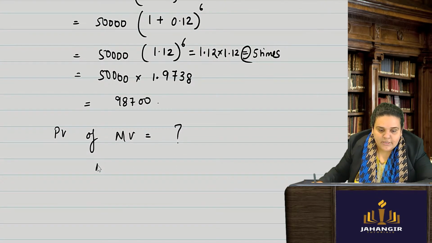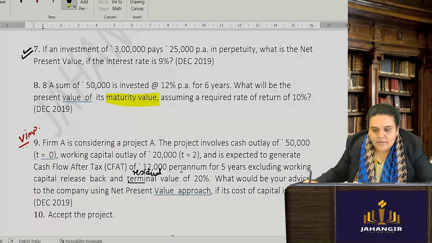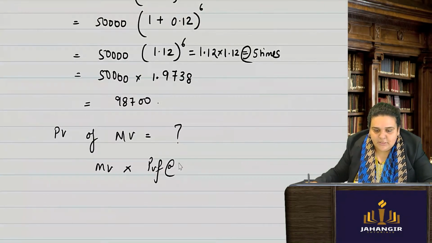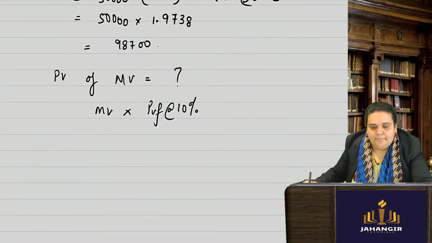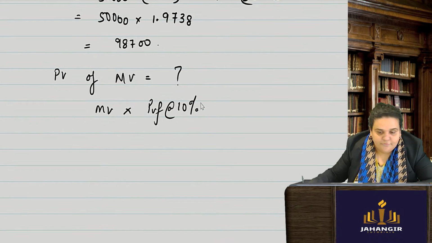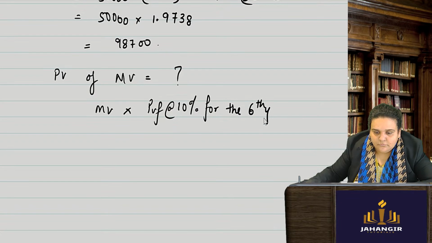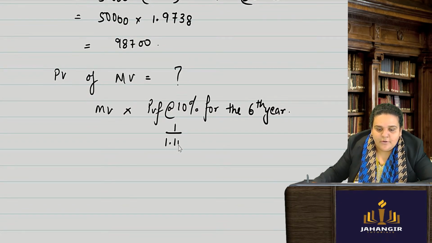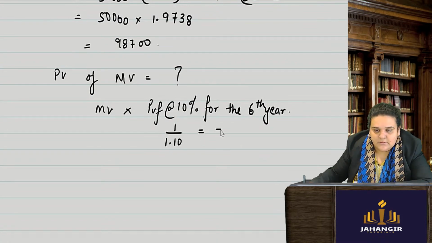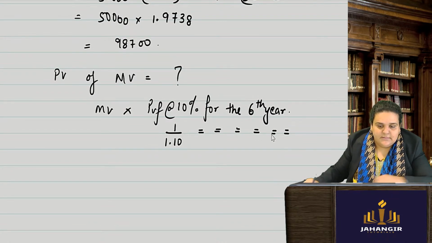Now they are asking me the present value of the maturity value is equal to how much. Okay, so now this maturity value I will have to multiply by the PV factor. PV factor, they are saying, assuming the rate of return is 10%. So here I will take 10%, of the fifth year for the sixth year. How will I take for the sixth year? 1 divided by 1.10 is equal to, I will do 6 times. 3, 4, 5 and 6.